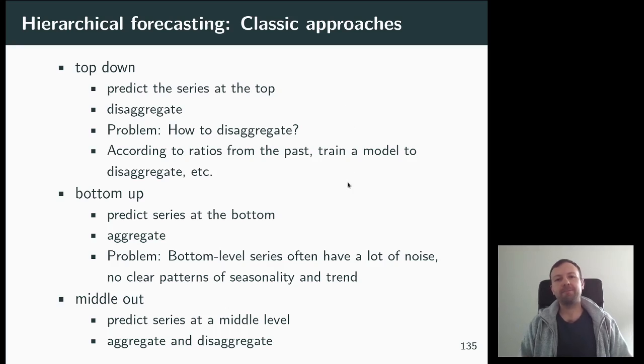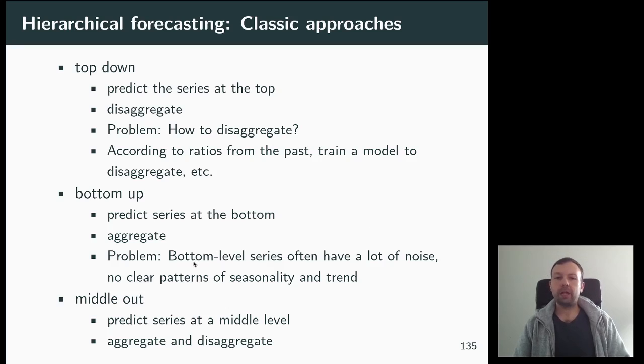Well, you can say in the past, this product made up 30% of my sales, and this product made 20% of my sales. You can also train a machine learning model to do this disaggregation, things like that. Bottom-up forecast, it's the other way around. You predict all the series on the bottom, so you predict the sales of all the single products, for example. And now the only thing you have to do is you aggregate them all up. You sum up all these forecasts.